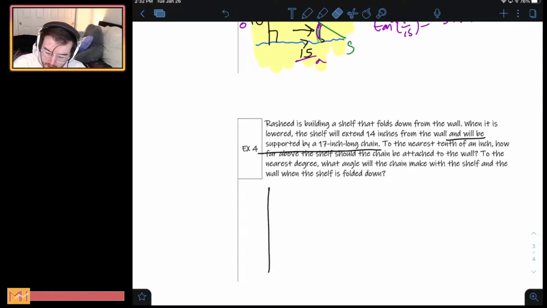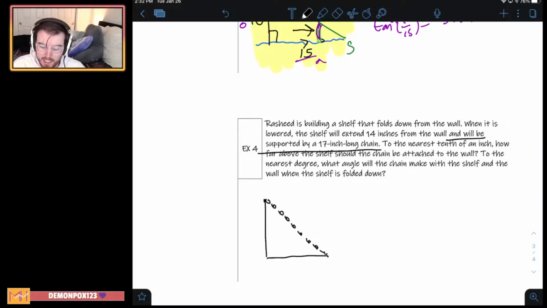So here's the wall, and then the shelf sticks out, and it's being supported by a chain. I'm drawing a little chain link, right? It's attached to the wall, and this is the end of the shelf, and this chain is supporting it. Because if it wasn't there, the shelf would just fall all the way down. If you put something on it, it needs support. To the nearest tenth of an inch, the shelf will extend 14 inches from the wall, supported by a 17-inch chain.